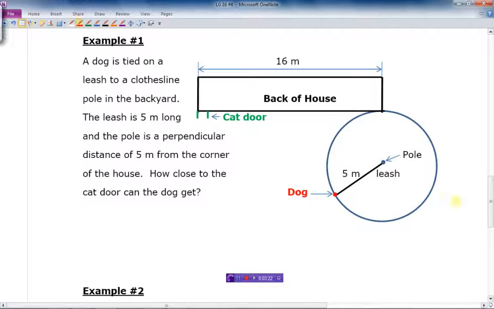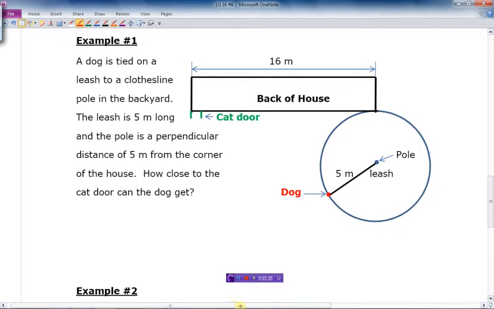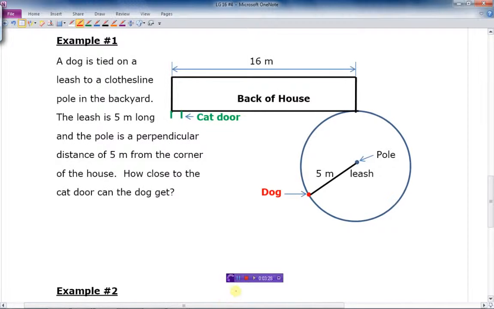That means if I draw a line from the corner of the house to that pole, which is actually the center of that circle, because the dog goes around in a circular motion with that leash, that line is perpendicular. It's 90 degrees to the corner of the house. So the dog can just go to that corner of the house with a leash, 5 meters long. And because that's where the leash goes, this is also 5 meters, that distance right there.